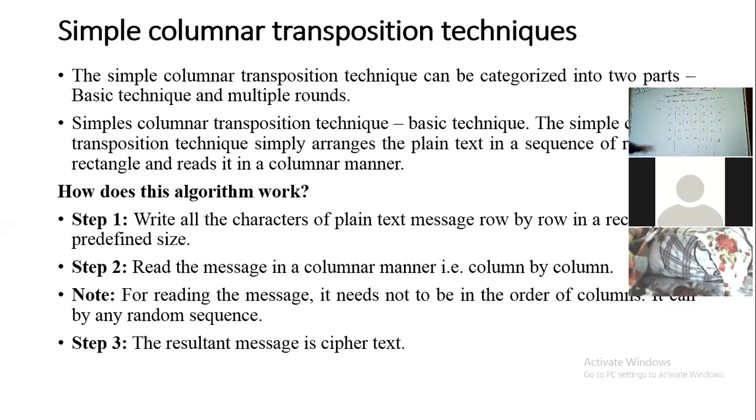This is done, we have written the message in the rectangle. Now we have to convert this message into cipher text. How to convert it into cipher text? We have to read the message column-wise, starting from 1, 2, 3, 4 in sequence.